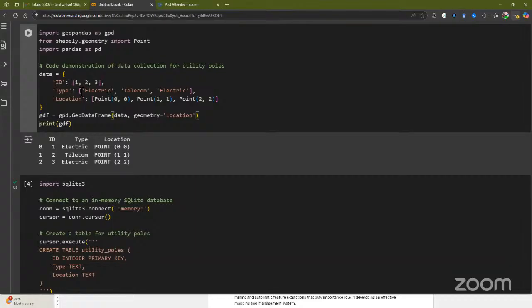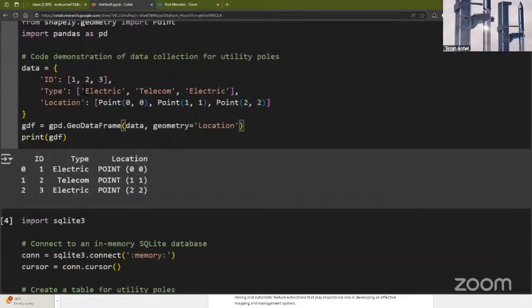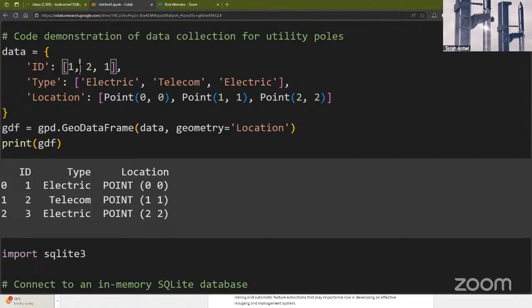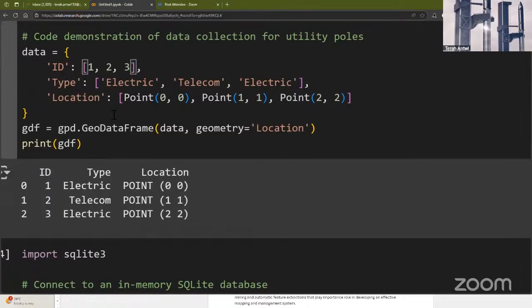So I have IDs 1, 2, 3, where one corresponds to electric poles, two corresponds to telecom, and another one for electric. So ID here means they are unique identifiers for electric and telecom poles. The location is 0, 0. As GIS personnel, when you go for the map, you have to pick their GPS locations as well.